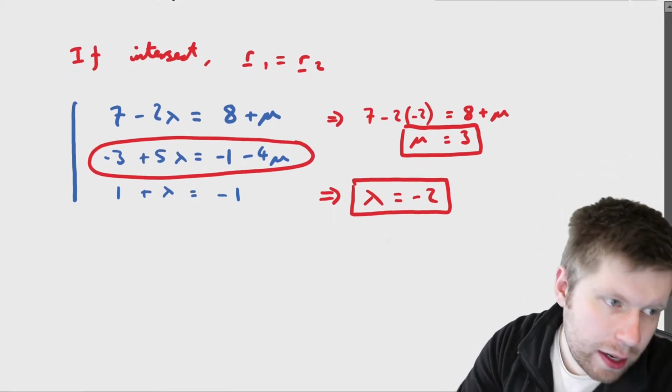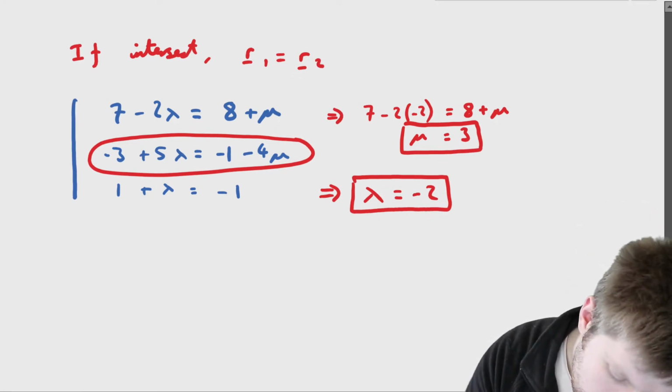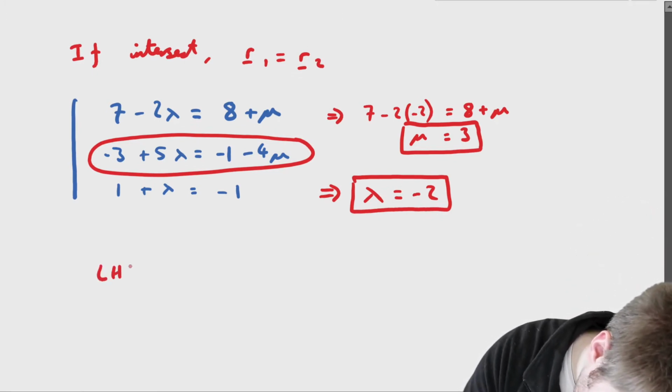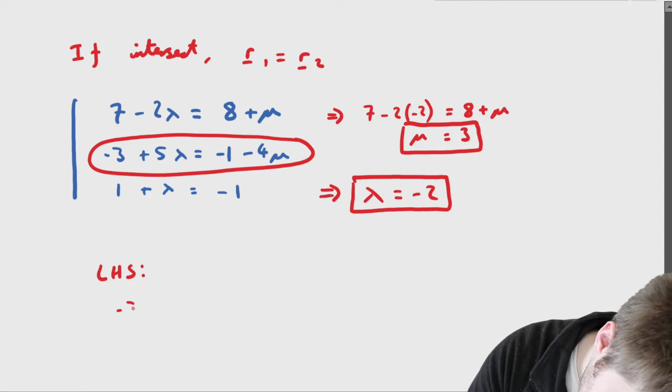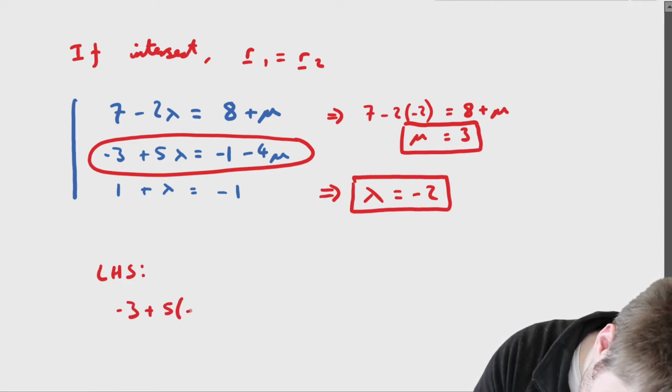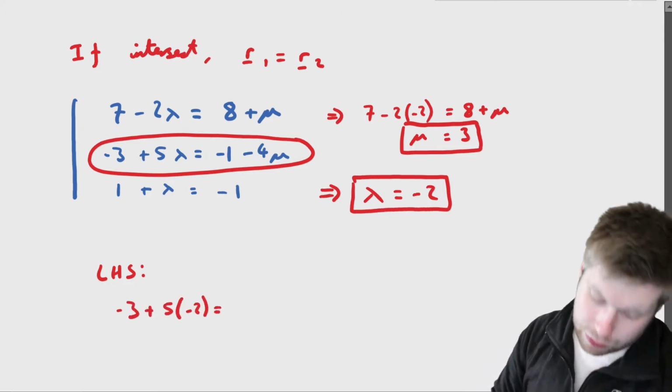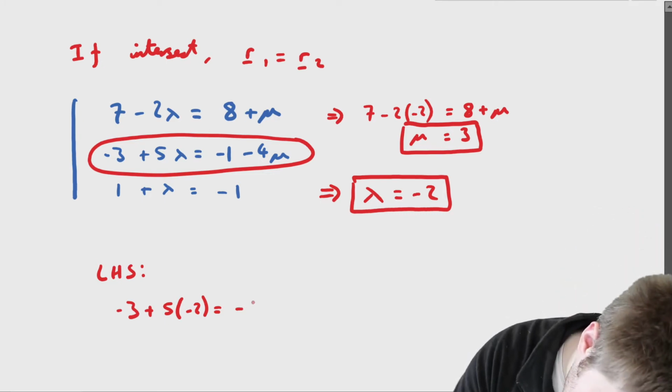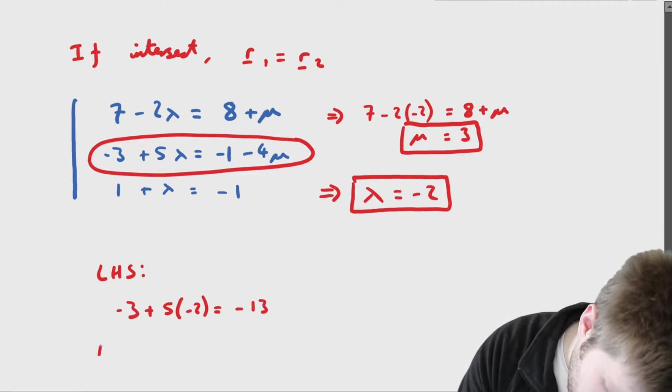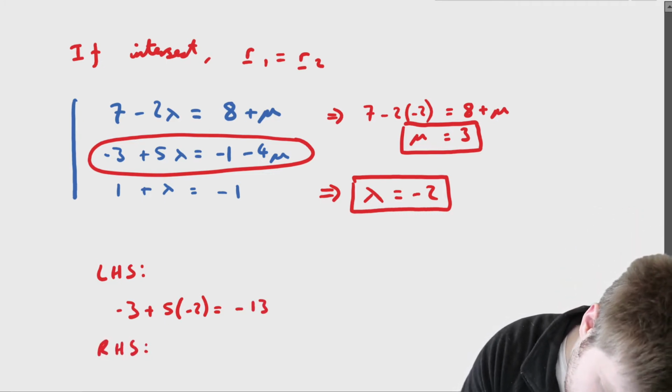So if I sub in lambda equals -2, then I can just look at the left-hand side. So if I look at the left-hand side equation, I have -3 plus 5 times -2. Well, okay, -3 take away 10, that's equal to -13. And it should happen that the right-hand side is equal to the same thing. So let's have a look.